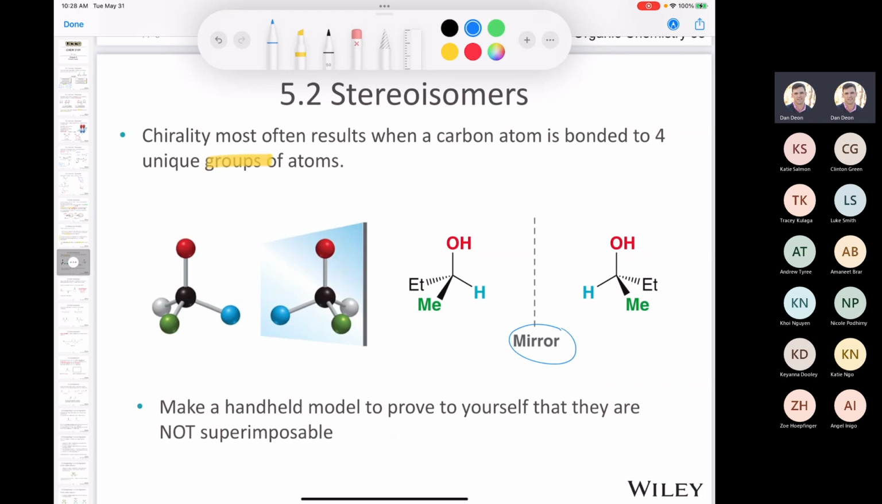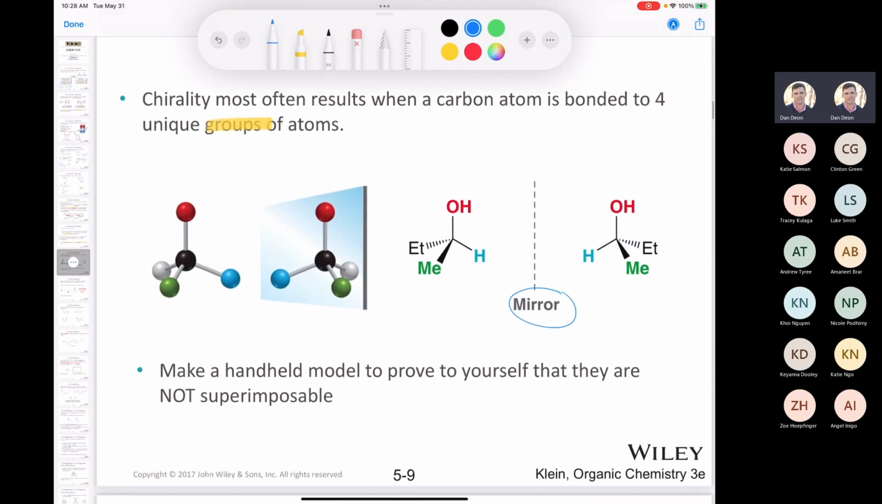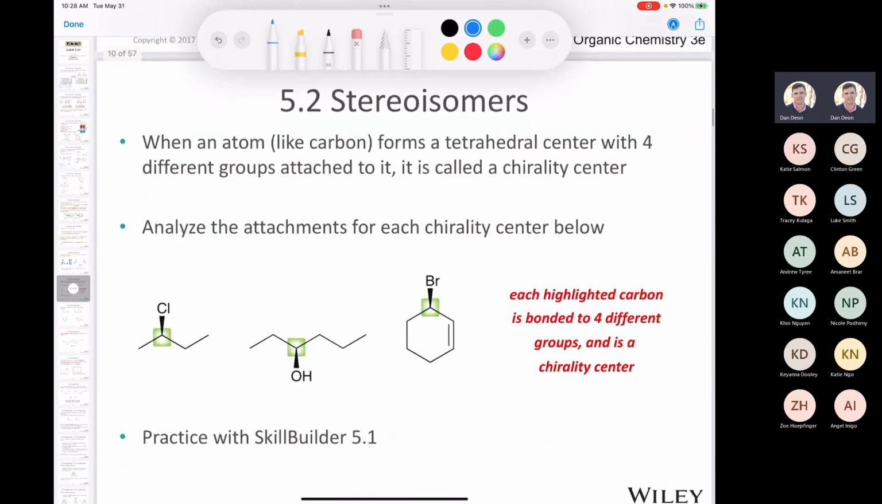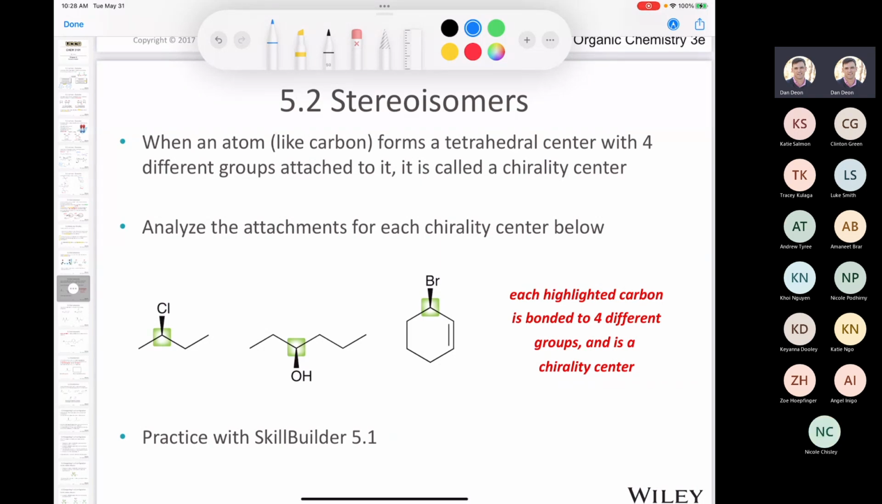And what you will find is that they are never, ever going to overlap. So we say that they are chiral molecules. They would have different pharmacology, drastic consequences in the healthcare profession. When an atom like carbon forms a tetrahedral center with 4 different groups, it's called a chirality center.